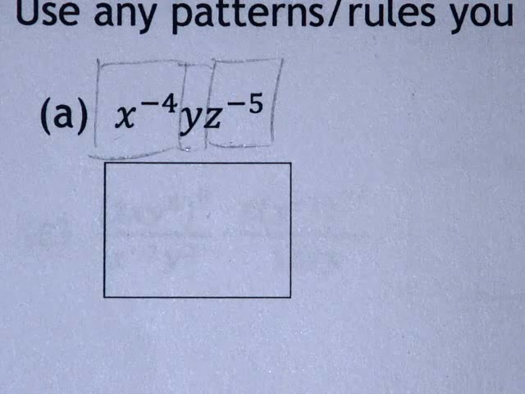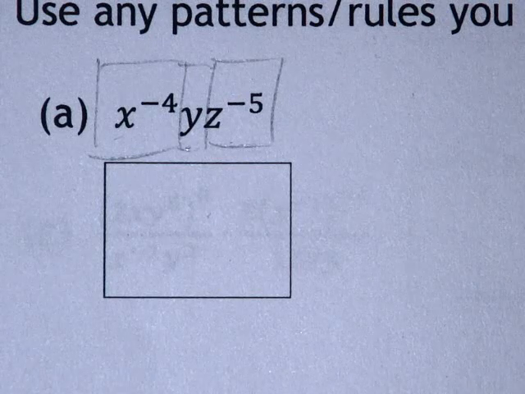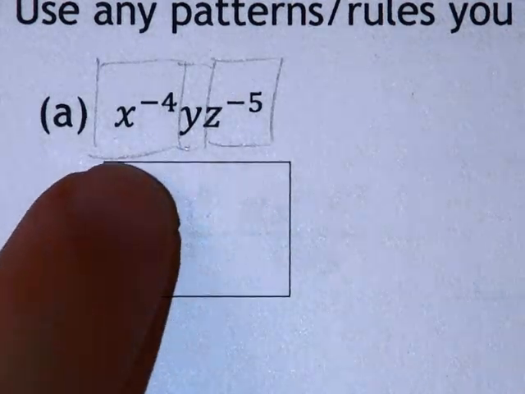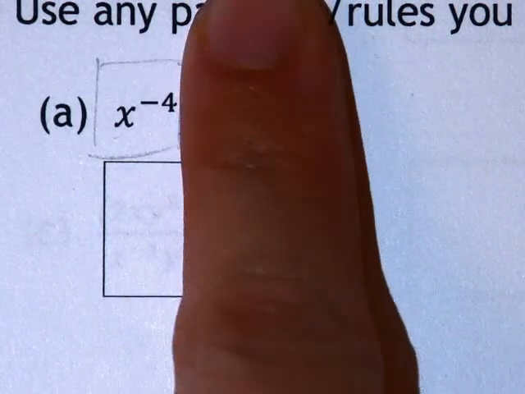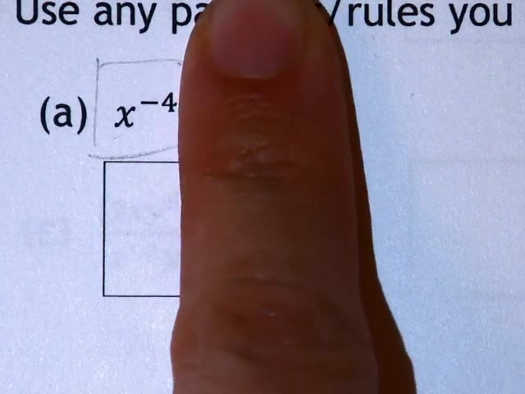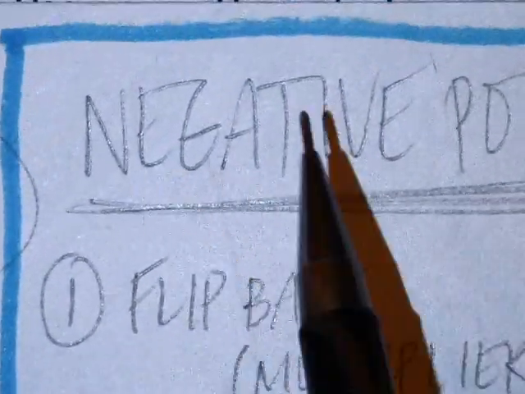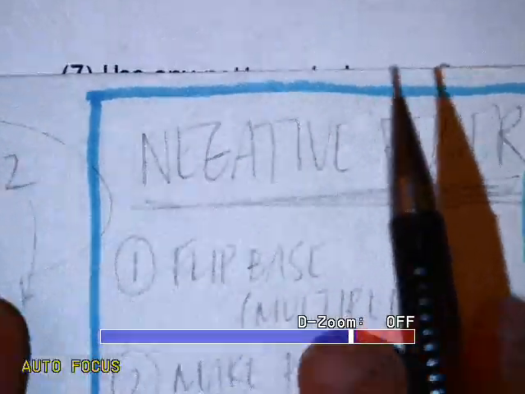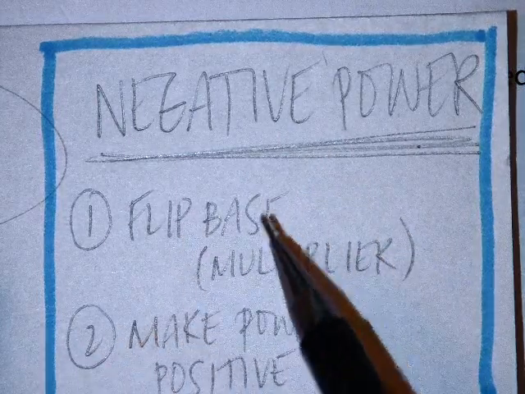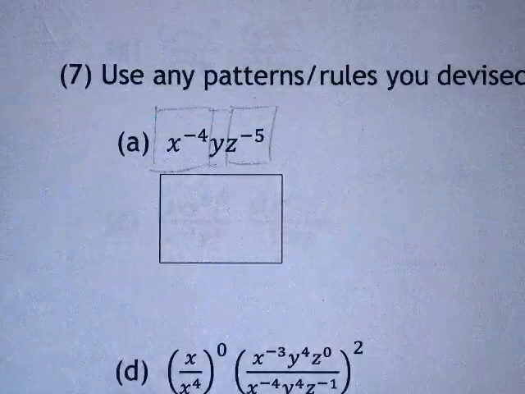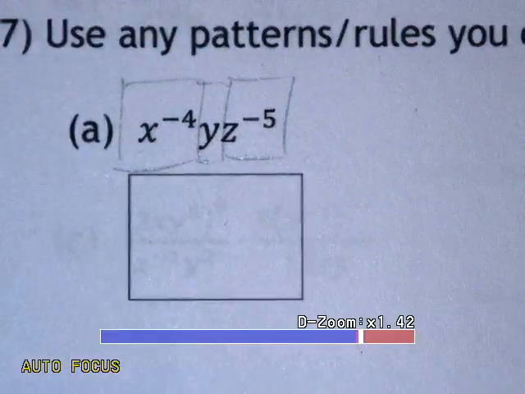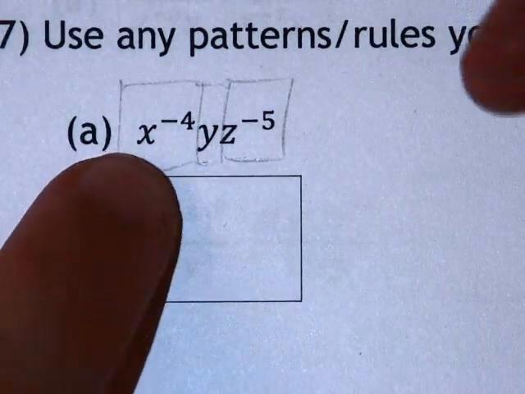Now, one thing we know is the rule of negative exponents. We know that x to the negative 4th as a standalone problem is very similar to the rule of negative exponents that we've already discussed. And I'll put my little notes back. Negative powers, we already have that rule where we can flip the base and make the power positive. So I'm going to think about x to the negative 4th in that context. I'm going to flip the base.